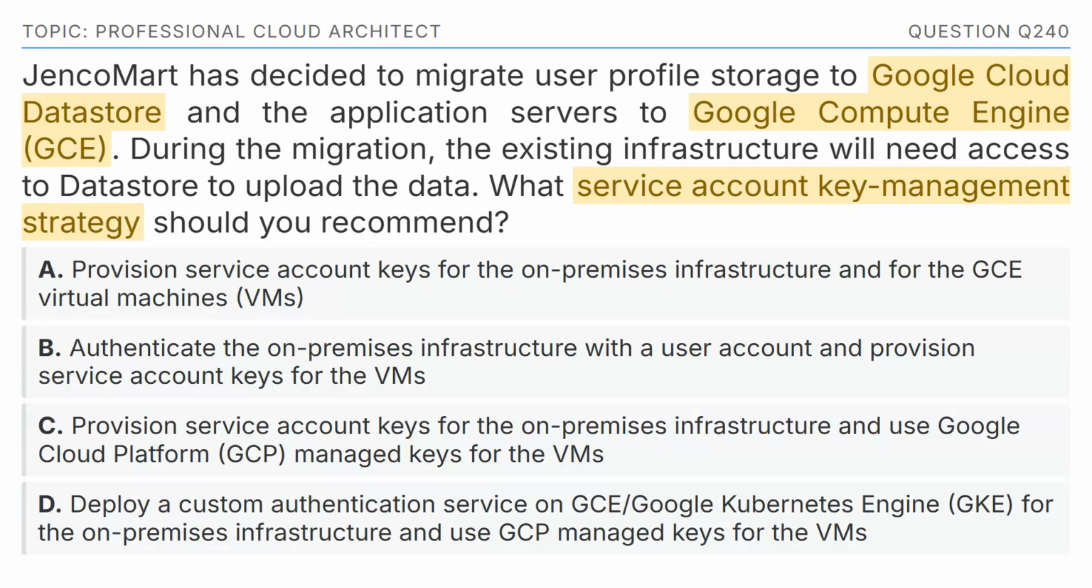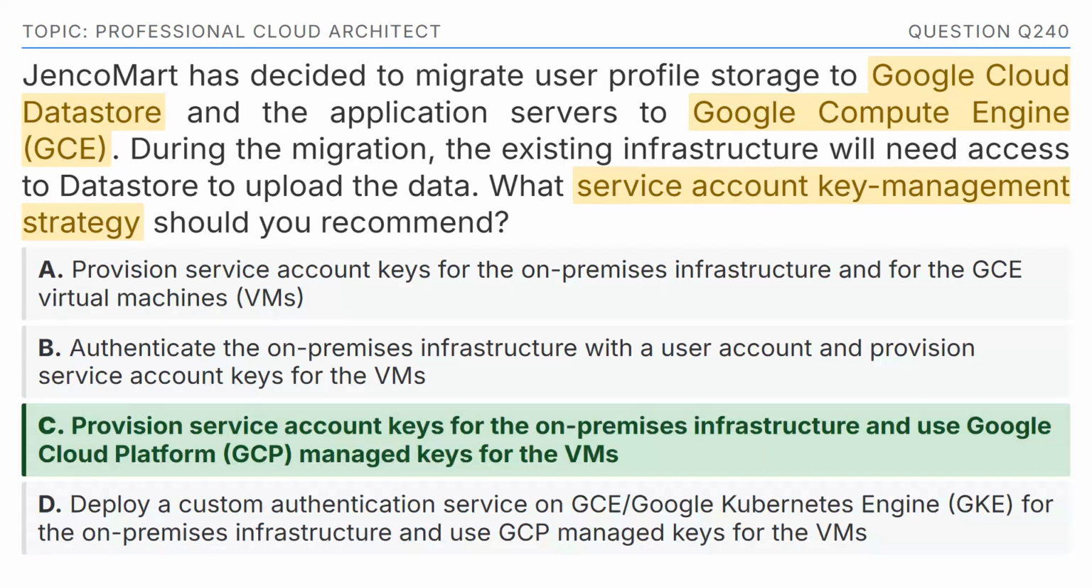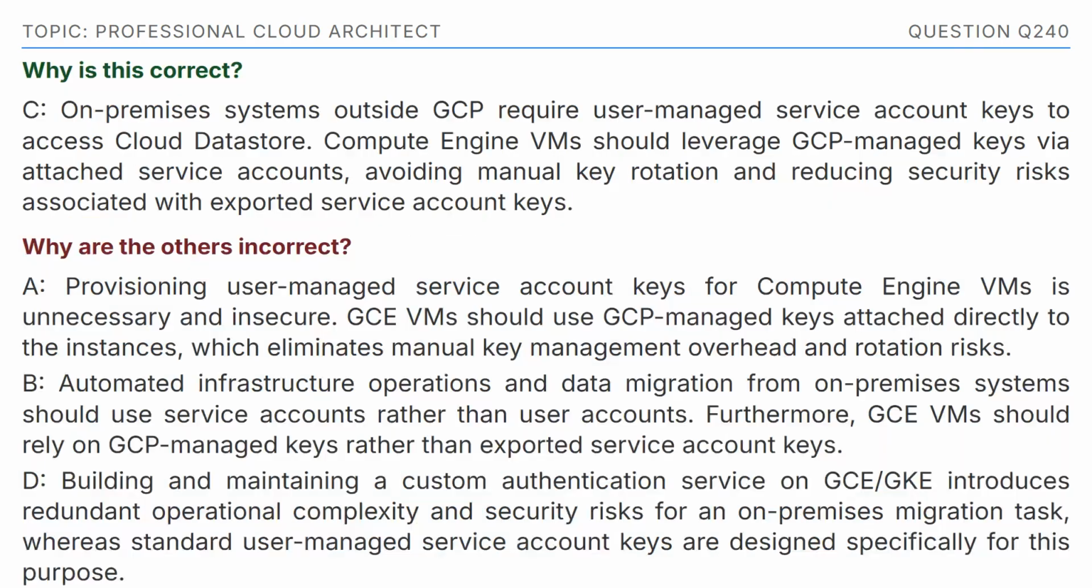To arrive at the correct answer, we focus on the keywords: Google Cloud Data Store, Google Compute Engine, GCE, service account key management strategy. The correct answer is option C, provision service account keys for the on-premises infrastructure and use Google Cloud Platform, GCP, managed keys for the VMs. Why is this correct? C.